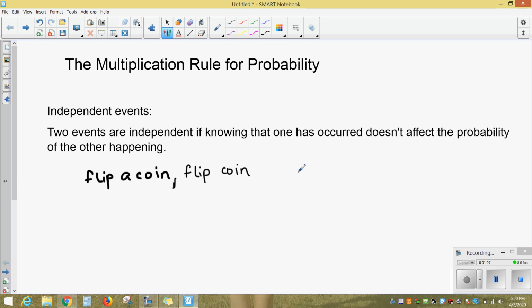Okay? Knowing that I got heads on the first flip does not affect or change the probability of the next time when I pick up that coin. I still have a 50-50 chance of getting a head or a tail there. So flipping a coin and then flipping it again and repeating that event. Same thing with drawing a card over and over again, as long as I put it back each time. Those events are independent. Drawing a card out has a 1 out of 52 chance for an individual card, and knowing that I drew the ace of spades the first time doesn't change the probability of me drawing it the next time.